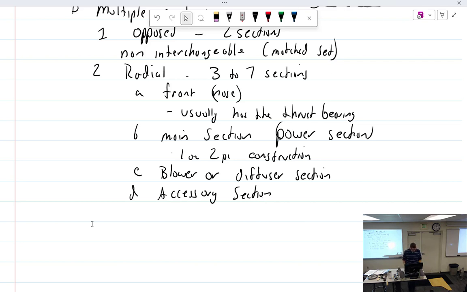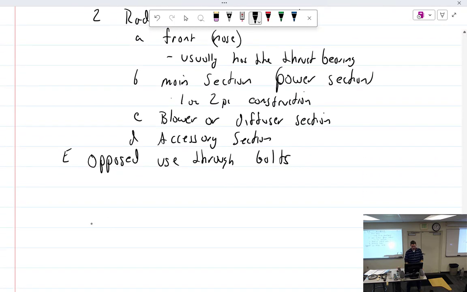All right. Let's see. Going back to my opposed engines. They use through bolts. I will say there's two types, and this goes for both Continental and Lycoming. I would put them into fixed and floating.